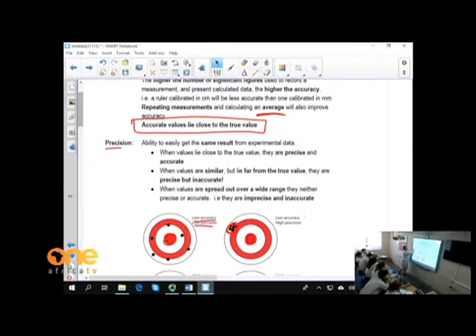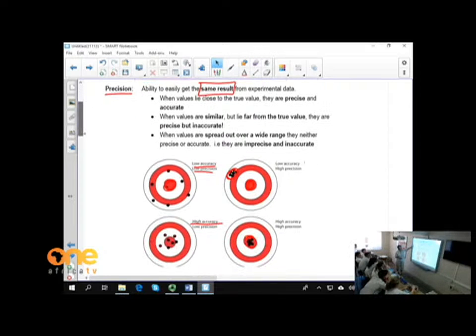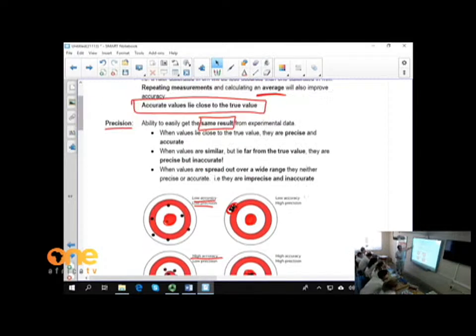So here we have precision, which is the ability to get the same result from experimental data. When values lie close to the true value, they are precise and accurate. Remember, accurate lies close to the true value. When values are similar, but they lie far from the true value, our accuracy is low, but our precision is high.